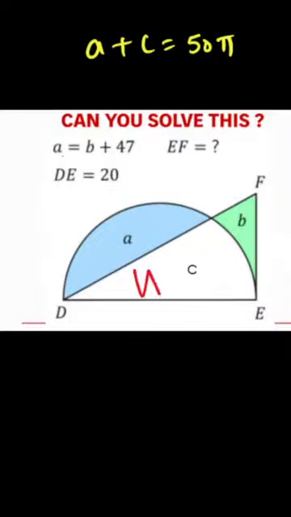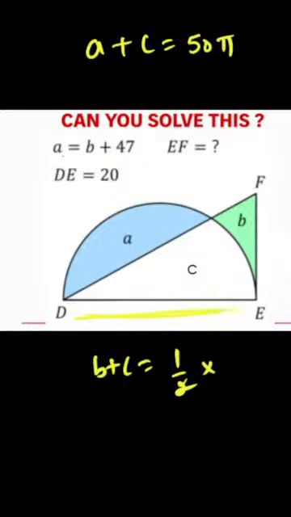Now see, let's talk about the area of this triangle. It's going to be B plus C because they are having B and C together. B plus C is going to be the area of the triangle, which is half into base. This base is DE. DE is 20 into height. Height is EF. This is going to be 10 EF. So B plus C is going to be 10 EF.